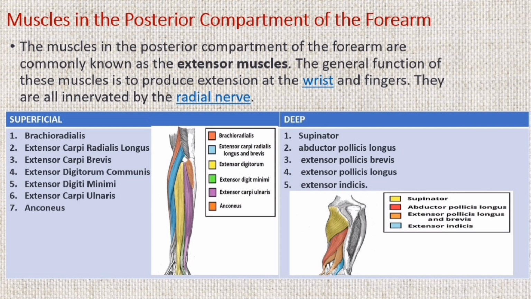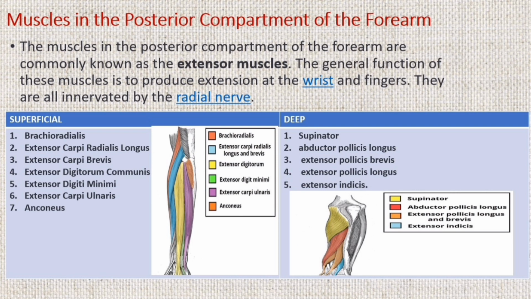Anconeus. The anconeus is situated medially and proximally in the extensor compartment of the forearm. It is blended with the fibers of the triceps brachii, and the two muscles can be indistinguishable. Attachments. Originates from the lateral epicondyle, and attaches to the posterior and lateral part of the olecranon. Actions. Extends and stabilizes the elbow joint. Abducts the ulna during pronation of the forearm. Innervation. Radial nerve.